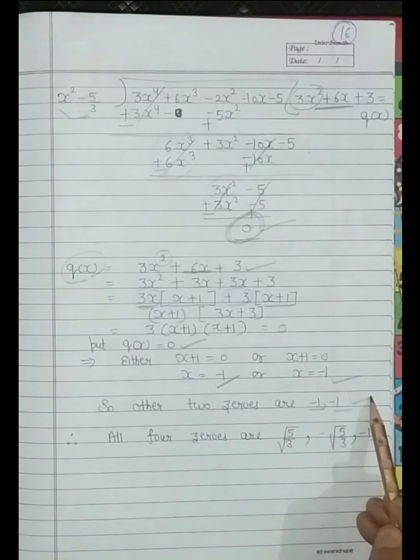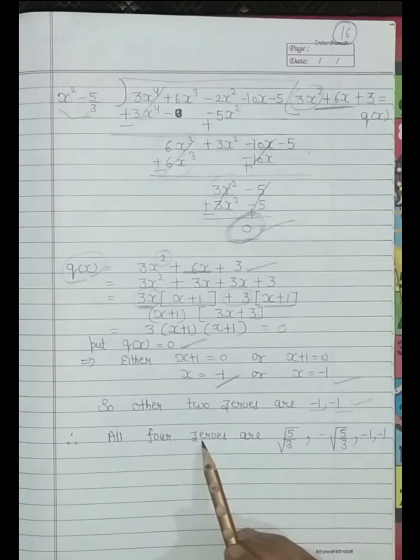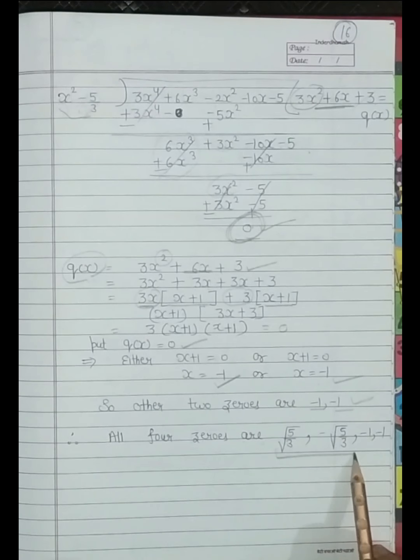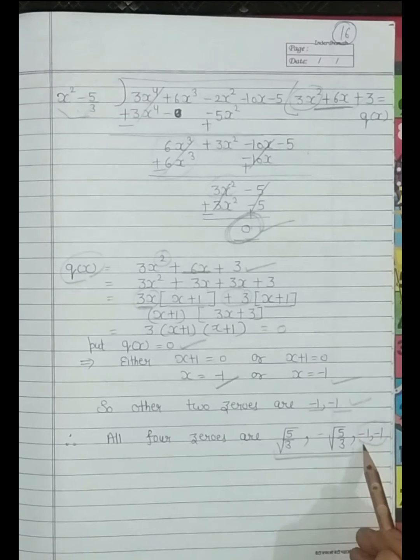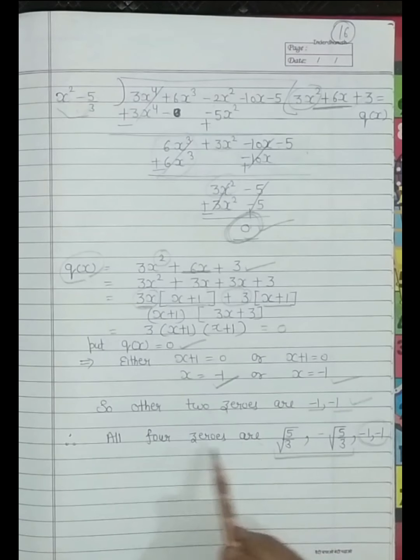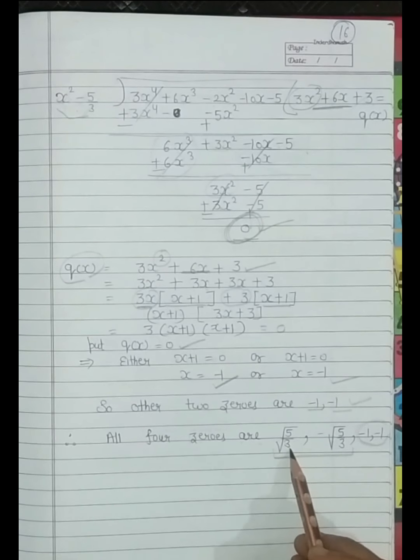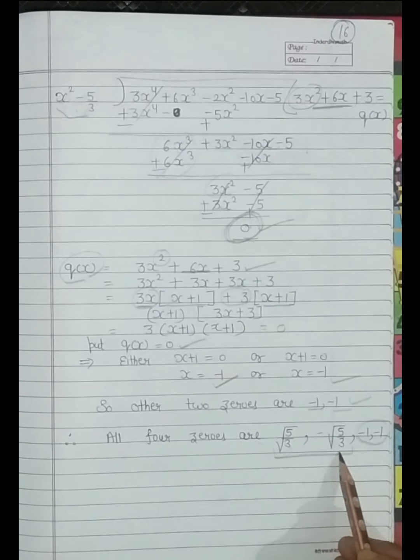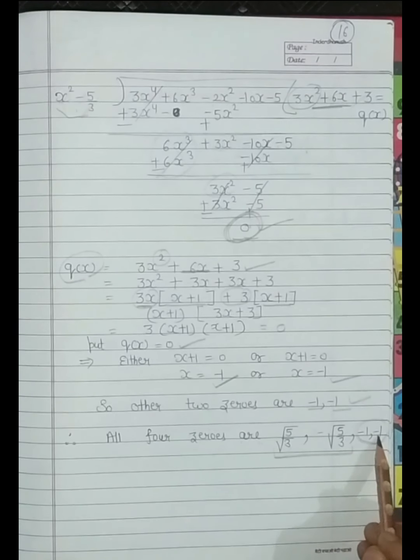Both are same. So all the 4 zeros: 2 were already given, and the last two we have found. So all the 4 zeros are root 5 by 3, minus root 5 by 3, minus 1 and minus 1.